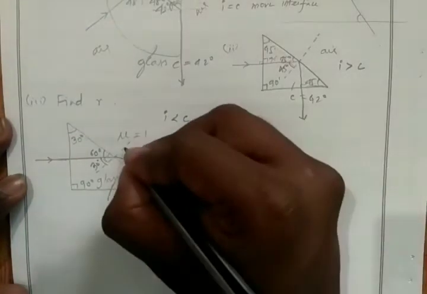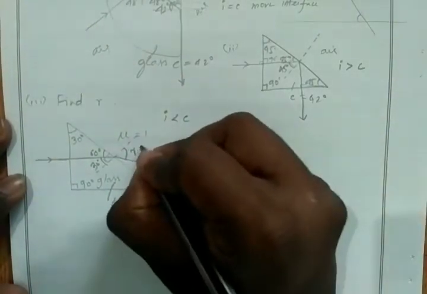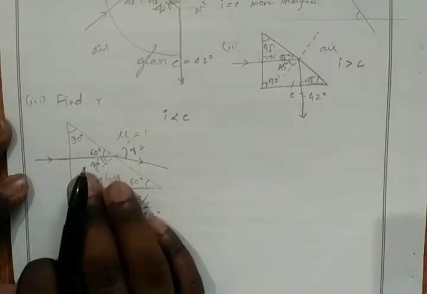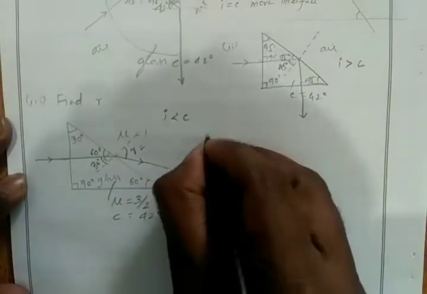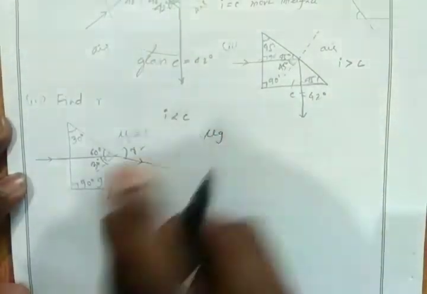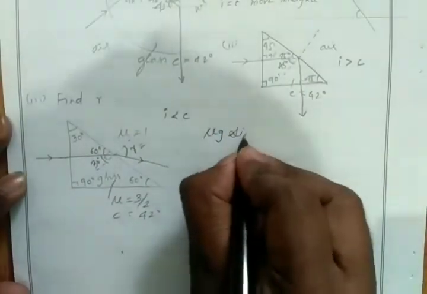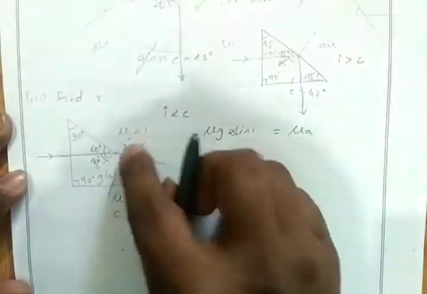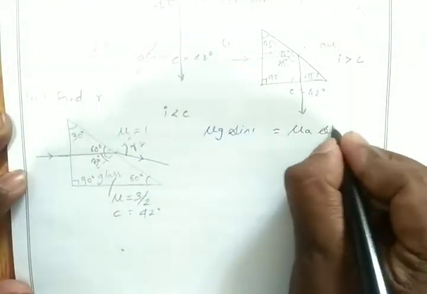Correct? So we have to find this refracted angle. How to find? Use the formula. First medium, its refractive index; second medium, its refractive index. So I take glass, and its angle is sin I, its refractive index. Then for air, refraction takes place, so sin R.